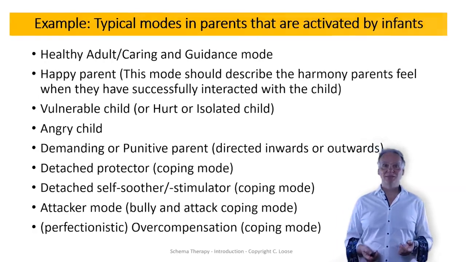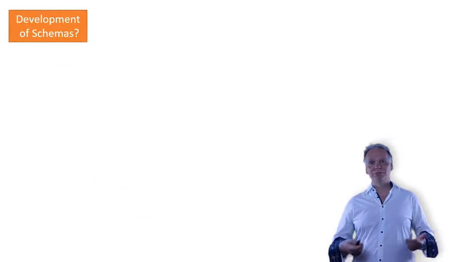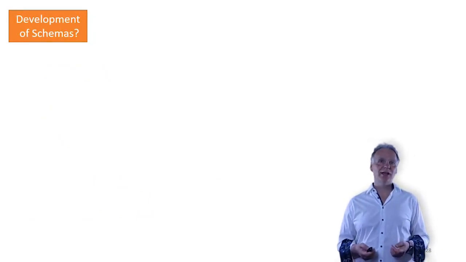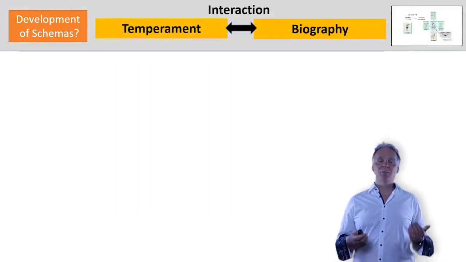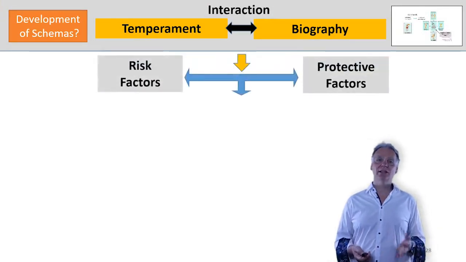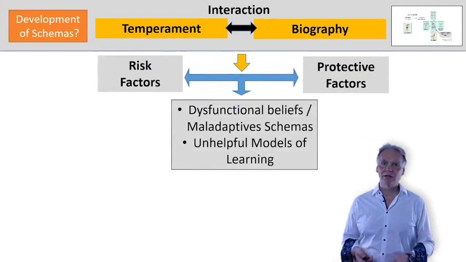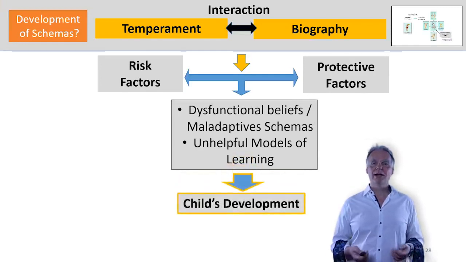So let's try to summarize what we can see in the development of schemas. Usually we have an interaction of temperament and biography, and we are also facing certain risk and protective factors, and they all together build up dysfunctional beliefs, maladaptive schemas, and unhelpful models of learning for the child, which more or less leads to a certain development of the child.